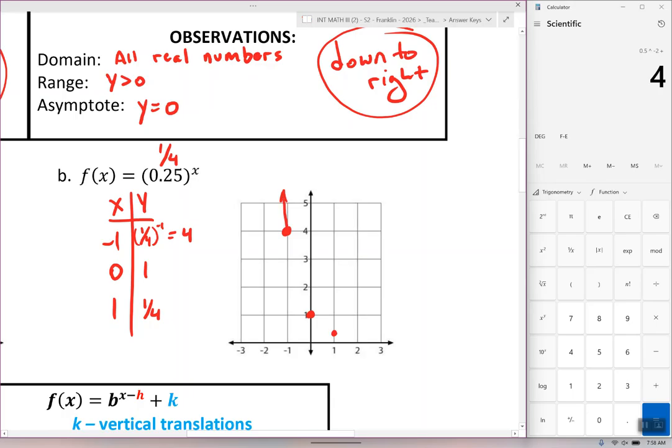And again, you can see this graph looks like this, exponential decay. And you can see how as we increase that x value, 2 would give us 1/16, 3 would give us 1/64, closer and closer to 0 without ever touching it.